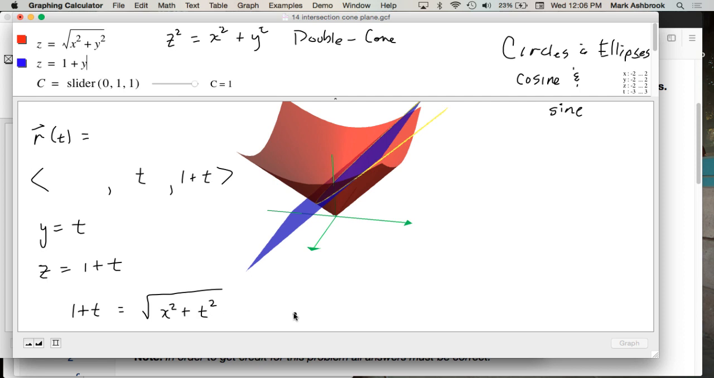And now we got to do the math, right? We got to figure out what x is. So how we do that, we're going to have to square both sides. We're going to have 1 plus 2t plus t squared equals x squared plus t squared. So x is square root of, is that right?